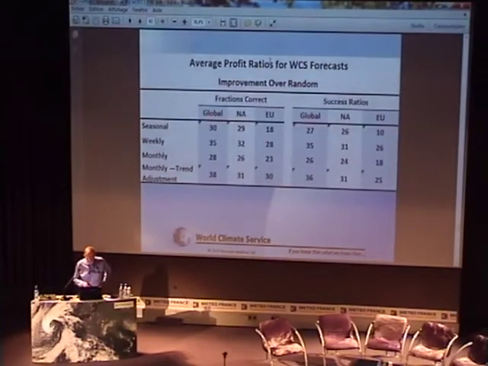Here is the overall average profit ratios for the World Climate Service forecast, and they're pretty good. It shows, as in the summary that I quoted for you, you can make money with these forecasts. And the comparison here between the monthly forecasts in the original mode and the monthly forecast with trend adjustments shows that we're getting profit ratios that increase on the order of 10 units, 7 units, so on. So our first try at trend adjustment has been relatively successful.